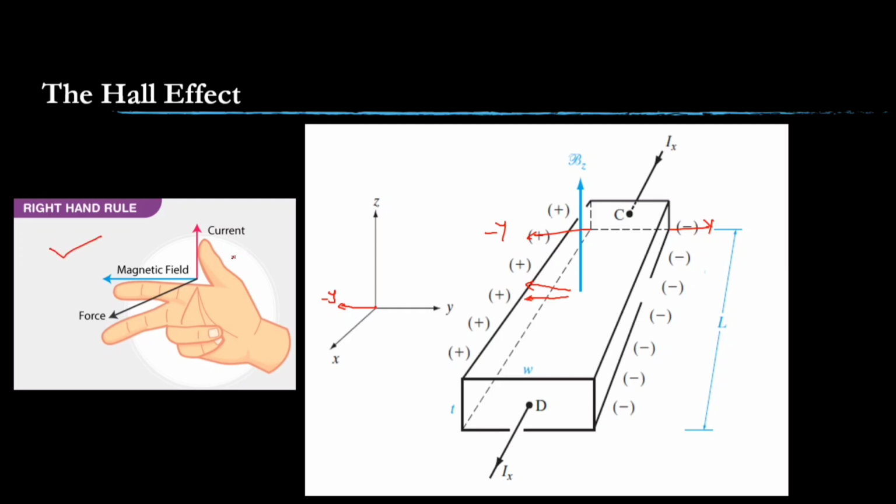You place your thumb along the direction of the current, then you place your first finger in the direction of the magnetic field. Obviously your middle finger will give you the direction of the force. You try it, then you will understand the force experienced is in the minus y direction. That force is known as Lorentz force.